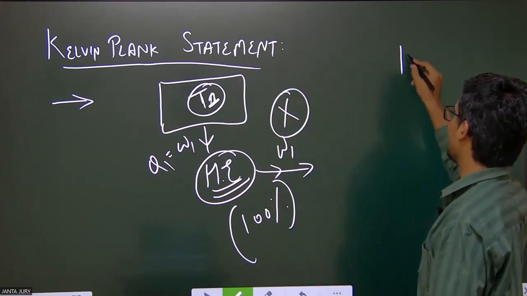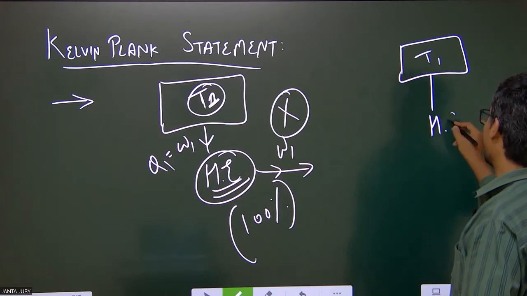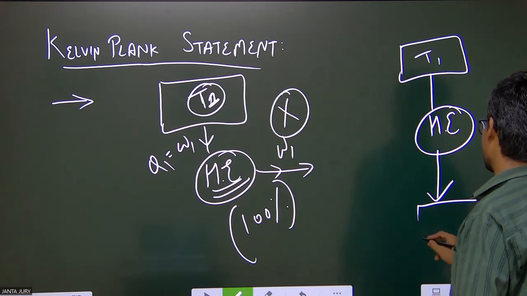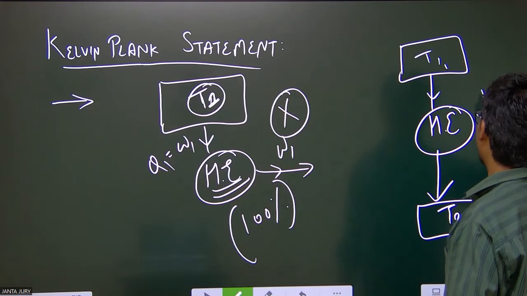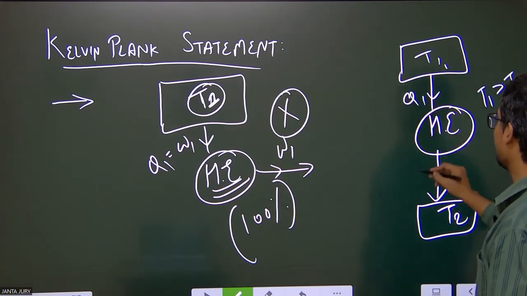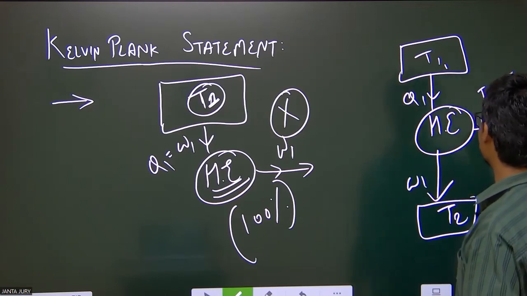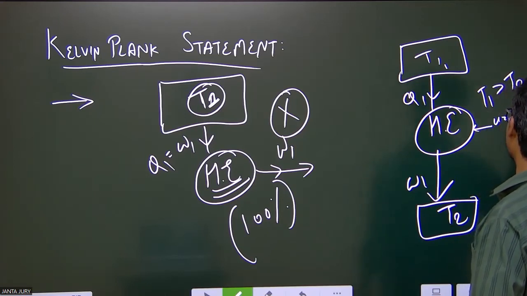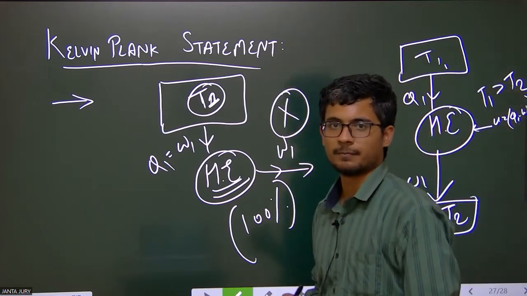So to have a working system, we need an engine that exchanges heat between two systems, T1 at higher temperature and T2 at lower temperature. This is Q1, this is W1, and the heat that is rejected is Q1 minus W1. This is the Kelvin-Planck statement.